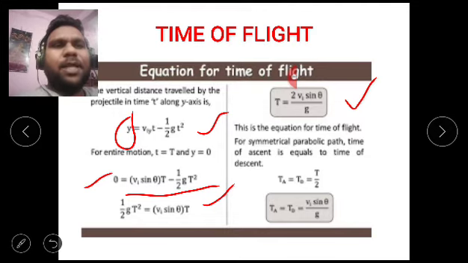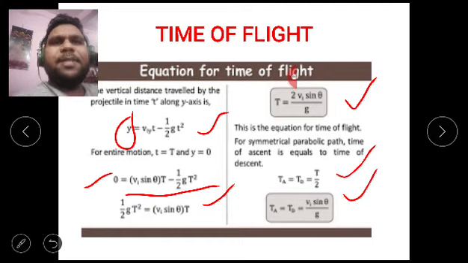Both will be equal. Ta is equal to Td is equal to T by 2. So you will get Ta is equal to Td is equal to Vi sin theta by g. That means time of ascent is equal to time of descent, and both will be equal to Vi sin theta by g. This is the formula for time of ascent and time of descent.